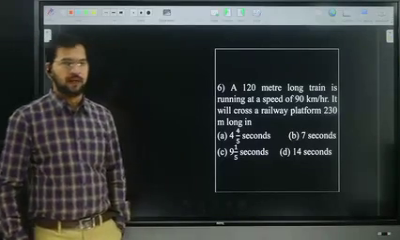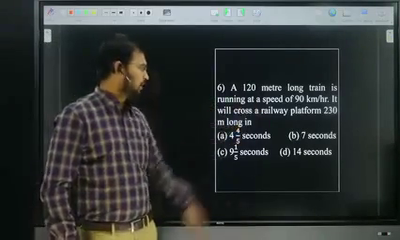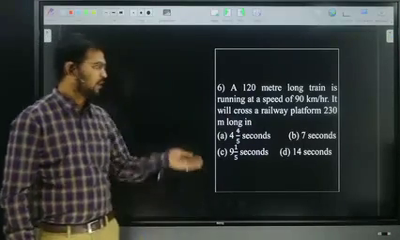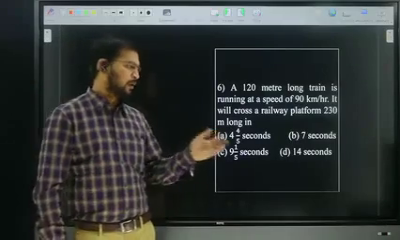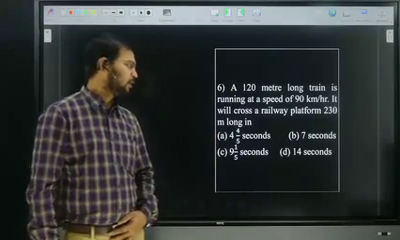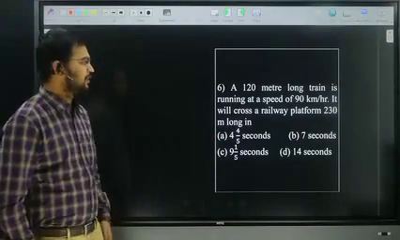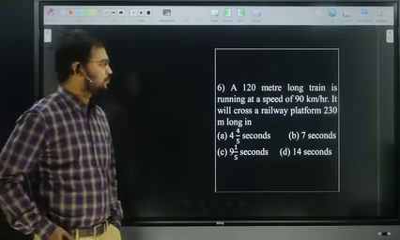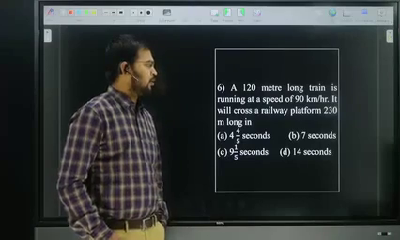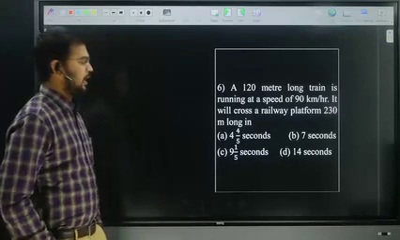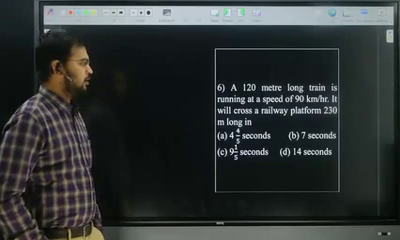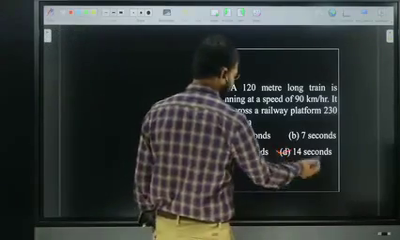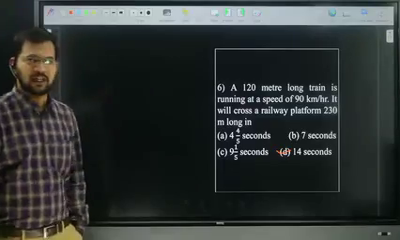No need to use pen and paper. 120 plus 230, that is 350. 350 by 90 into 5 by 18. So 5 sevens are 35. 9 ones are 9, 9 twos are 18. 2 sevens are 14. Your answer is 14 seconds. No need to use pen and paper, straight away you can get the answer.